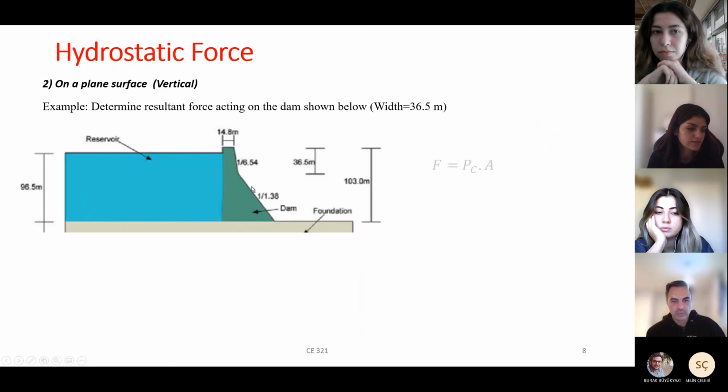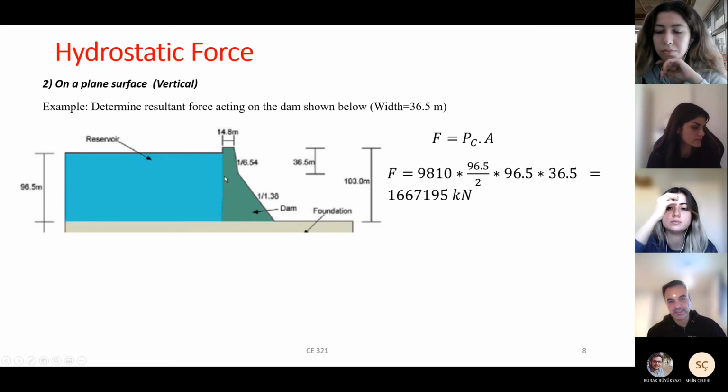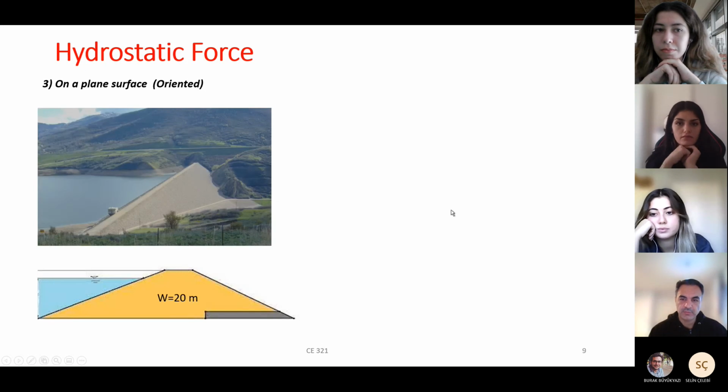The example was solved here, and we saw that for rectangular vertical planes or walls, the centroid locates in the middle of the height of the wall, and from there pressure at the middle should be calculated, and the result for this question was found.